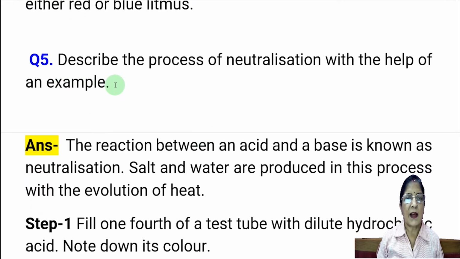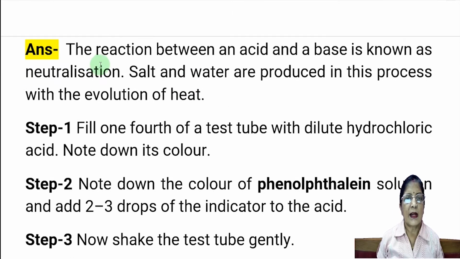Now question number 5. Describe the process of neutralization with the help of an example. So answer. The reaction between an acid and a base is known as neutralization. Salt and water are produced in this process with the evolution of heat.